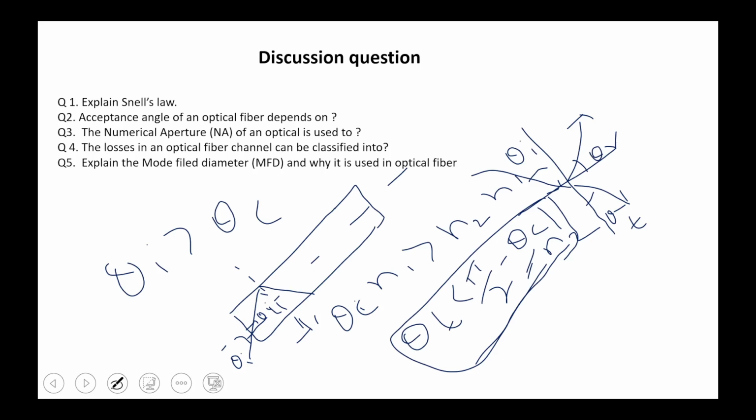They're due to Rayleigh scattering and waveguide imperfections. So scattering means the ray will pass into the cladding. It will not go through the core.